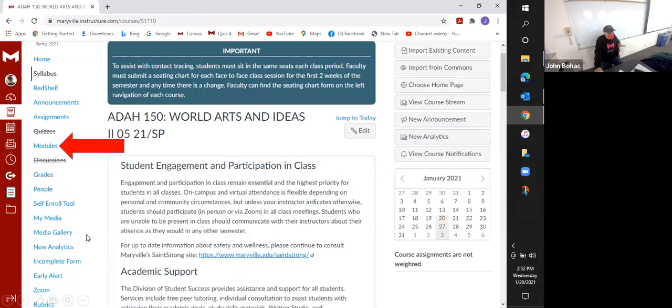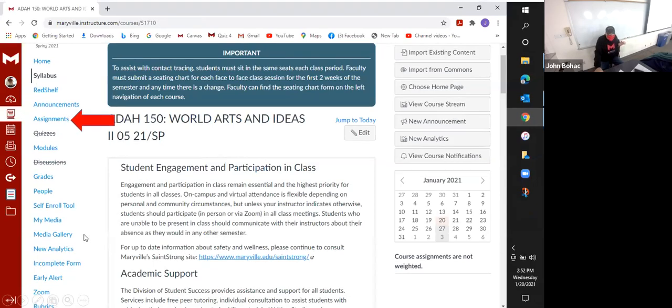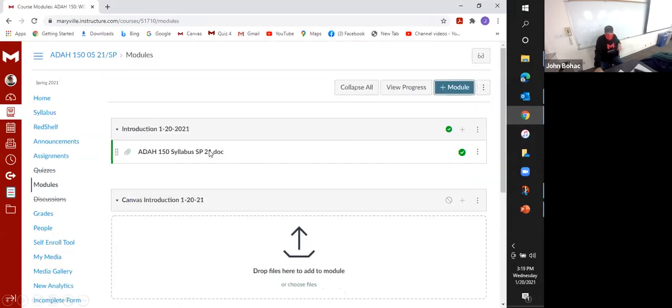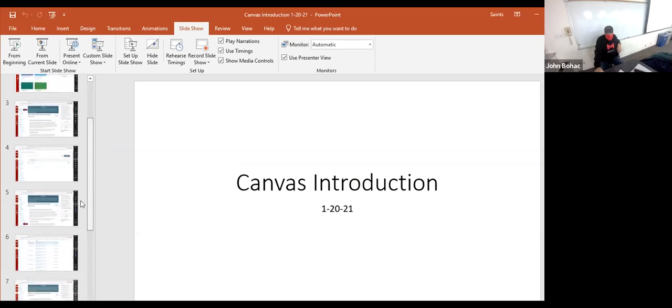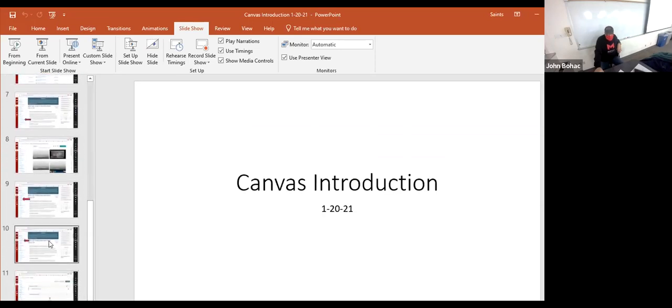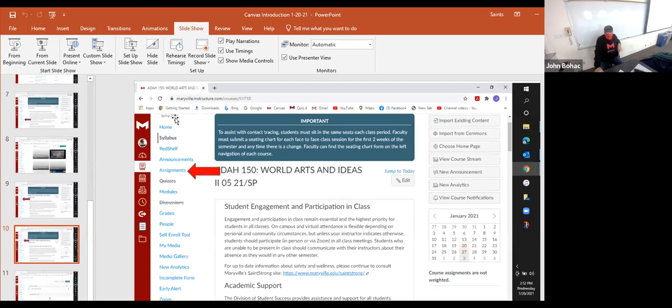Modules, that's where we'll have the material for the day. This is today, the Canvas introduction, the spring syllabus. This is where we're at. And so if you're not in class, you'll know where to find the next day's materials. That's really what you need to do. That's how to navigate it.